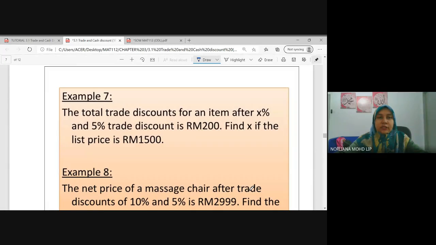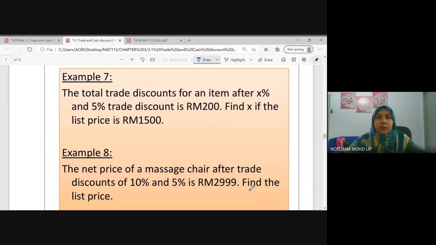Okay, example 7. Okay, the total trade discount for an item after X percent and 5% trade discount is 200. So 200 is the trade discount, total trade discount. Okay, find X. Okay, if the list price is 1,500.